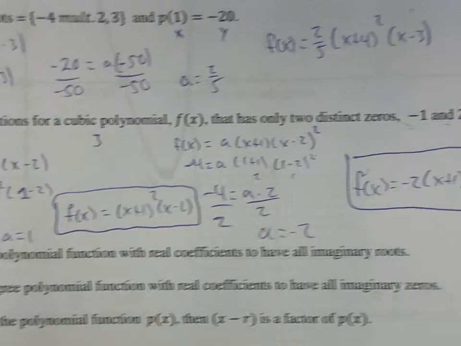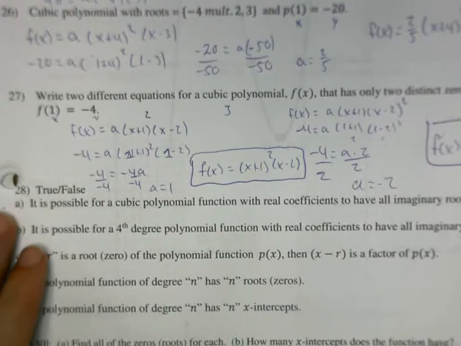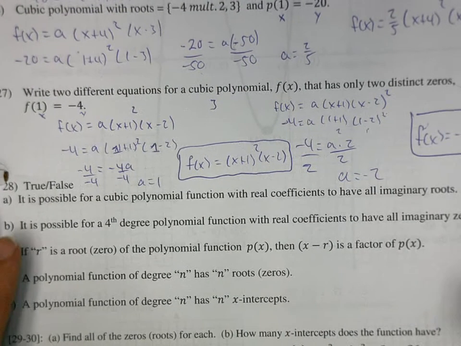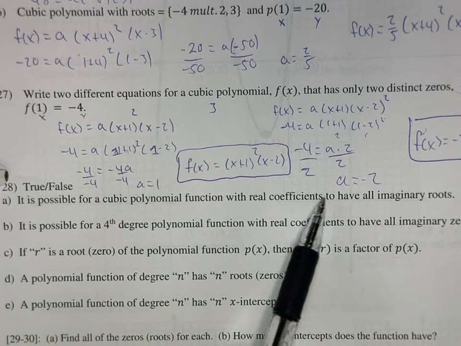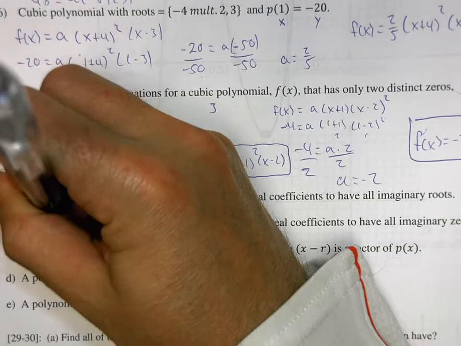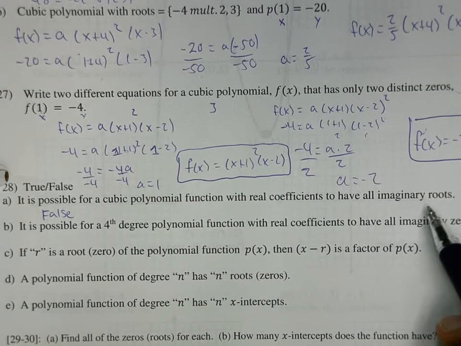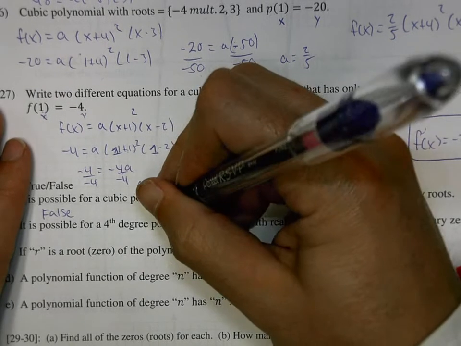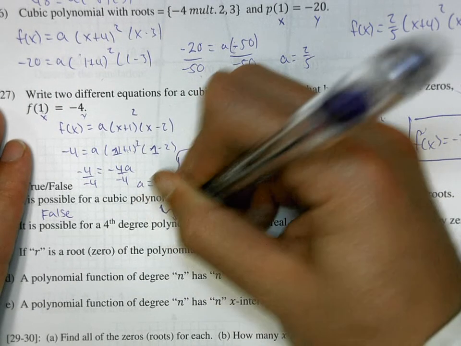True or false? Is it possible for a cubic polynomial function with real coefficients to have all imaginary roots? That one is false. The reason being, an imaginary root means it does not cross the x-axis, and because an odd-degree polynomial function looks like this, it has to cross the x-axis at some point.